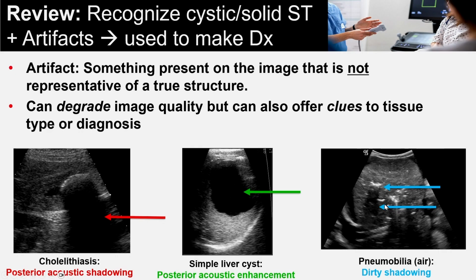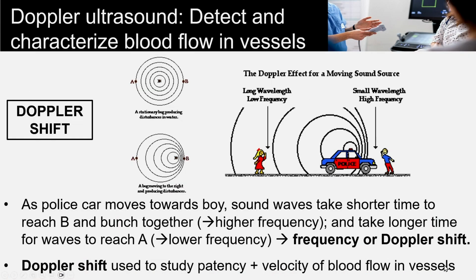This is a patient with pneumobilia, or air in the biliary tree. So that's a good review. The last part on this I want to touch on is Doppler imaging. It's a little bit beyond the confines of this course, but I would like to here, because you're going to use Doppler ultrasound to detect Doppler shifts.